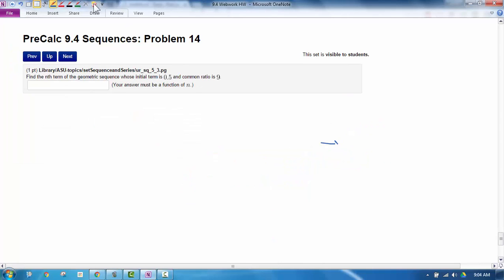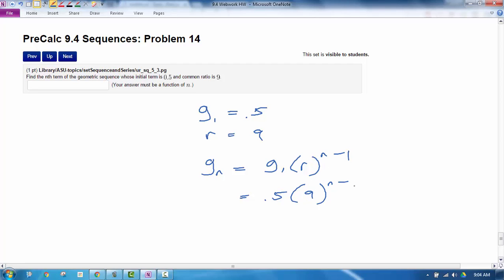Next question wants us to find the nth term of the geometric sequence, and it gives us the initial term is 0.5, so that's g sub 1. It also gives us the common ratio is 9, so we can plug that right into the formula off our formula sheet. First term is 0.5, ratio is 9. This will work just fine.